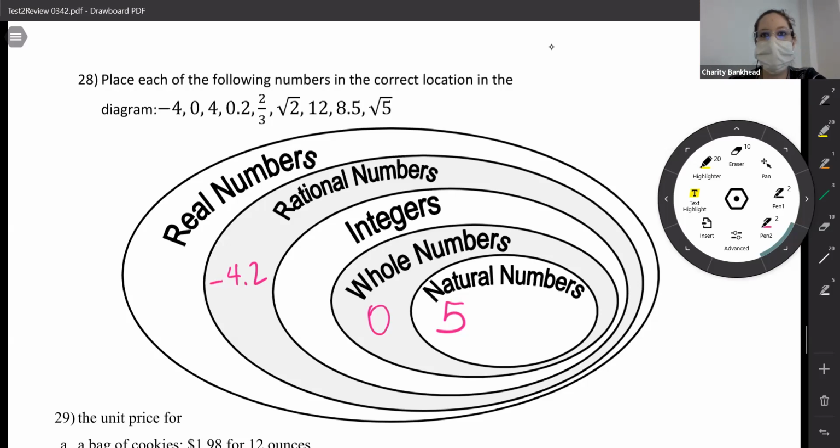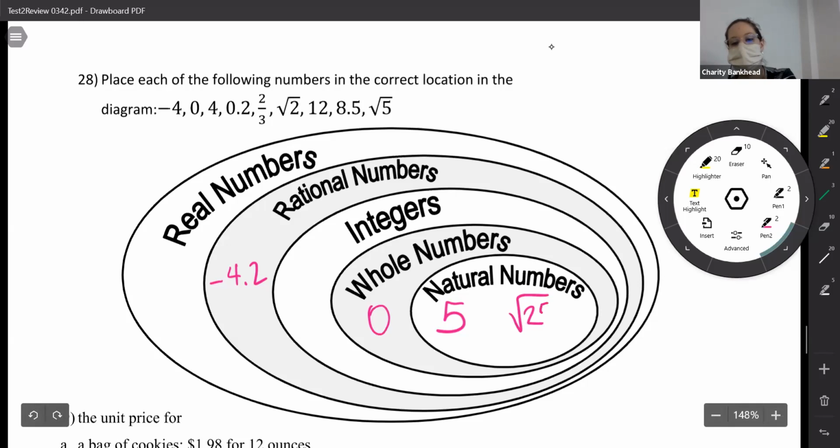If you had, for example, the square root of 25, then I would put that in here because the square root of 25 is 5. Those are the kind of things you'll see. It'll either be a nice perfect square like the square root of 25, or it'll be something else like the square root of 10. And if it was the square root of 10, you'd put it over here.